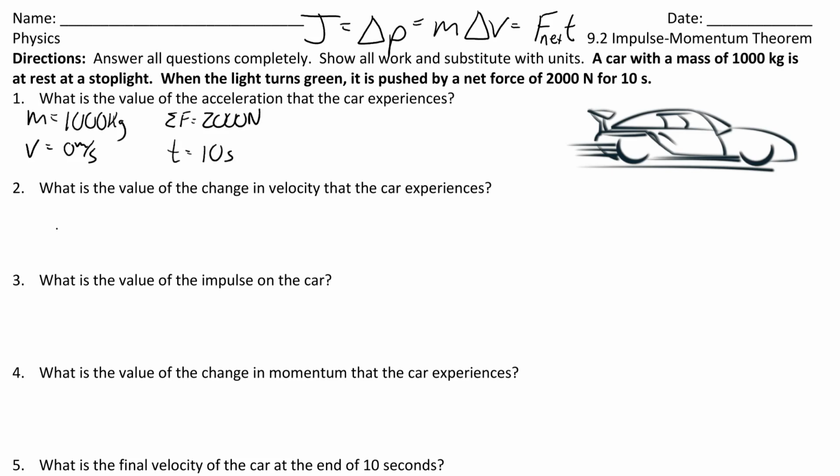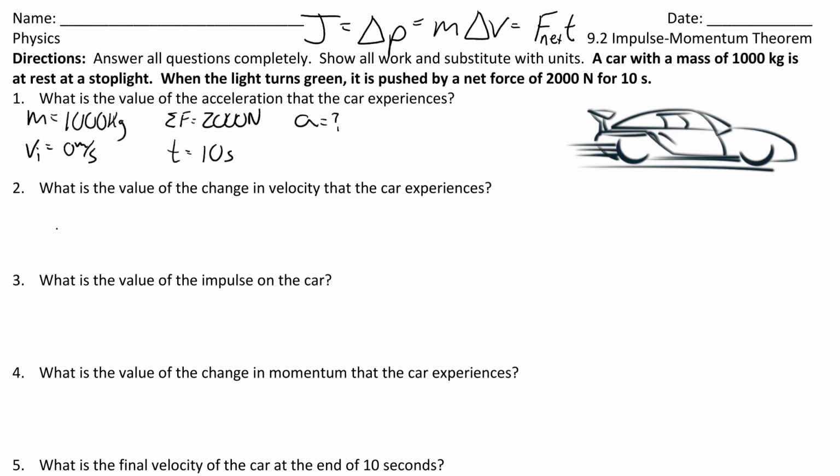When the light turns green, it's pushed by a net force of 2,000 newtons for 10 seconds. So they tell you the net force is 2,000 newtons, and the time is 10 seconds. So now you're accelerating because you have a net force. The forces aren't balanced. You're being pushed in one direction. You're picking up speed. So this is actually the initial velocity. You start at 0 and then you speed up. And number 1 says, what is the value of the acceleration that the car experiences? So a is equal to question mark.